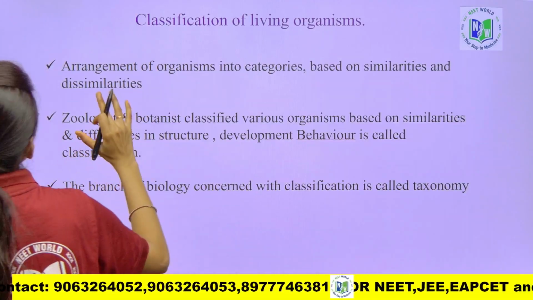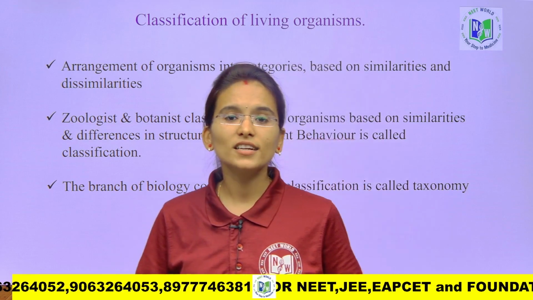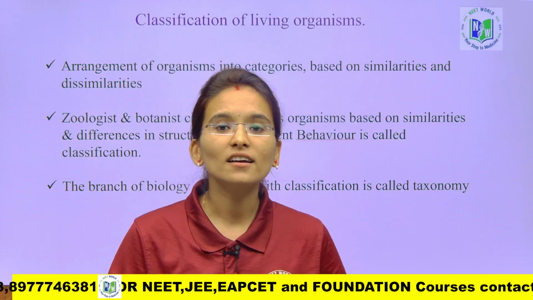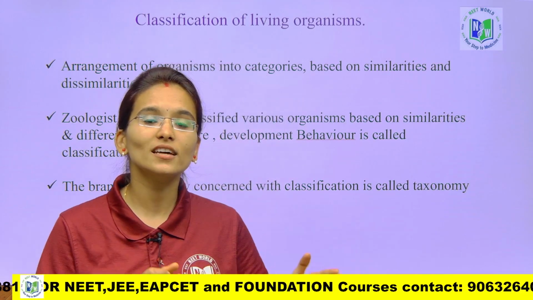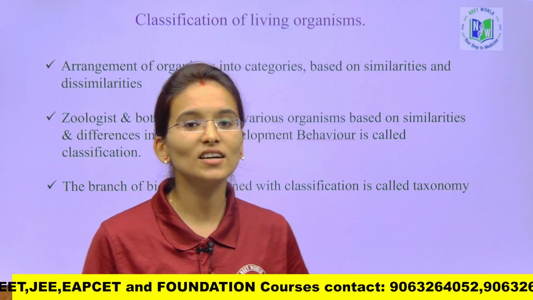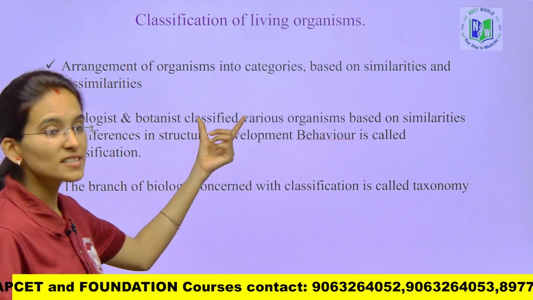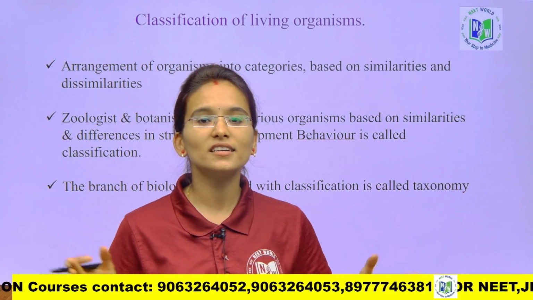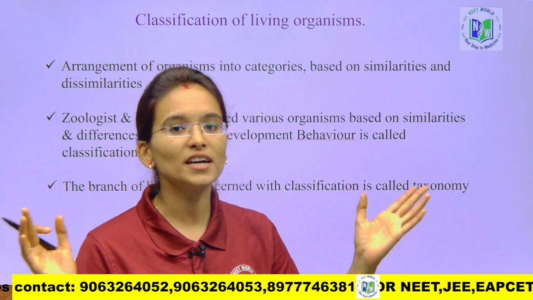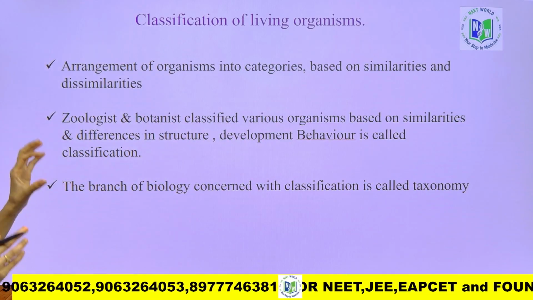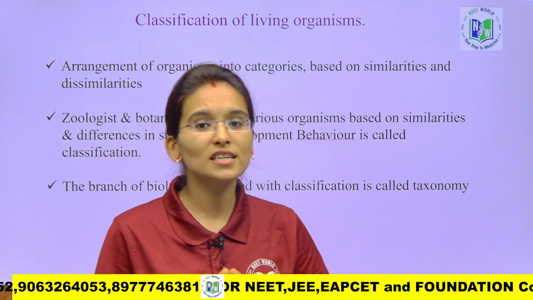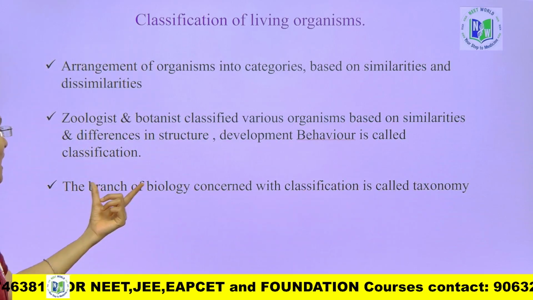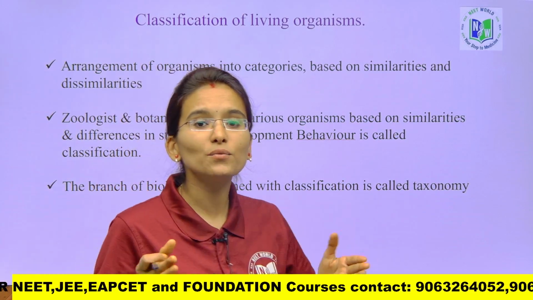Yes, and we have also understood about the classification of living organisms. So quickly answer me, what is classification actually? Classification is nothing but dividing or categorizing the organisms based on their similarities and dissimilarities, right? So zoologists and botanists classified all the plants and all the animals based on their similarities and dissimilarities into different categories and different groups. So now say me, what is the branch which deals with this classification? So the answer will be taxonomy. Okay, taxonomy is a branch of biology which is concerned with the classification.